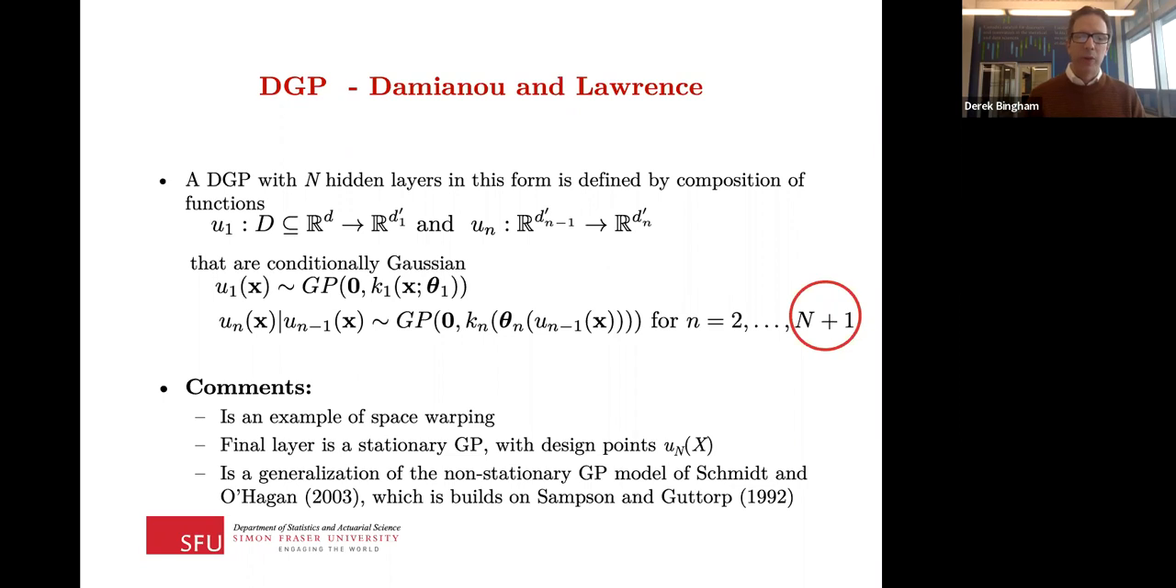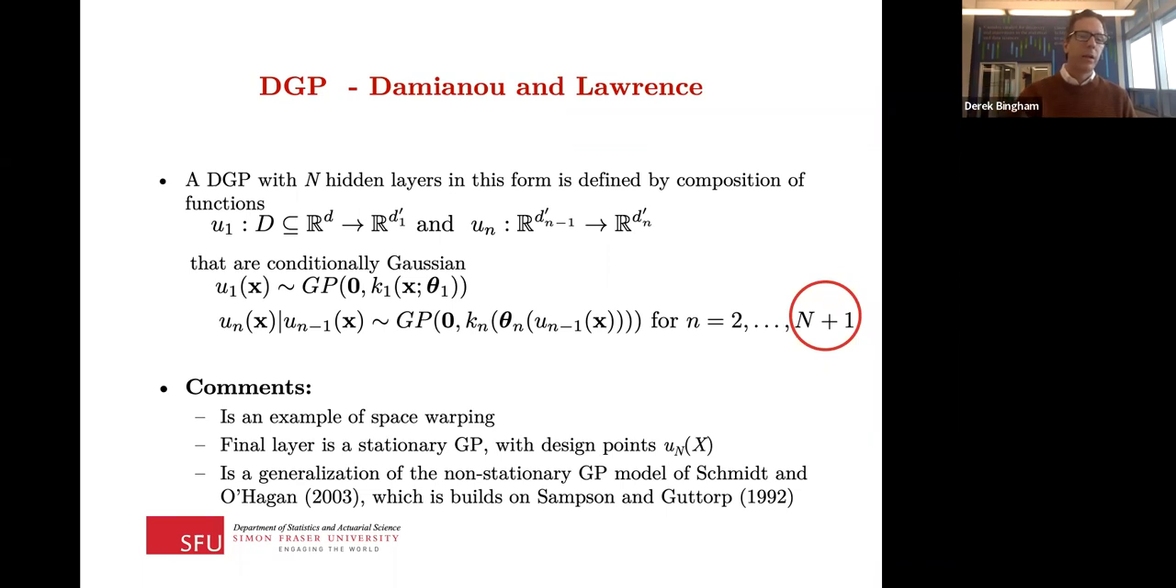The design points are going to be whatever the U's are at the previous layer. So the final hidden layer is UN. And this is a generalization of the non-stationary GP model by Schmidt and O'Hagan. They had one hidden layer. If you view this from the ground up, we've got U1, and that's the first hidden layer, but there's no second or third hidden layer.